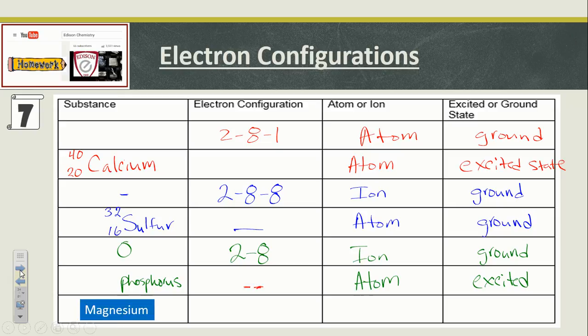The last one, magnesium. So it tells us that we have magnesium, the substance. There's no charges there indicating otherwise, so I'm going to call this an atom. There's no other information here to tell us that it's excited or ground state, so I'm going to assume that it is ground state. And therefore, I look on the periodic table and find magnesium, atomic number 12. And I will just write the electron configuration as presented, 2-8-2. Which means that the first two orbitals, 1 and 2, are filled up before we fill up the third orbital, which means it's filling in the right pattern and we're in ground state.